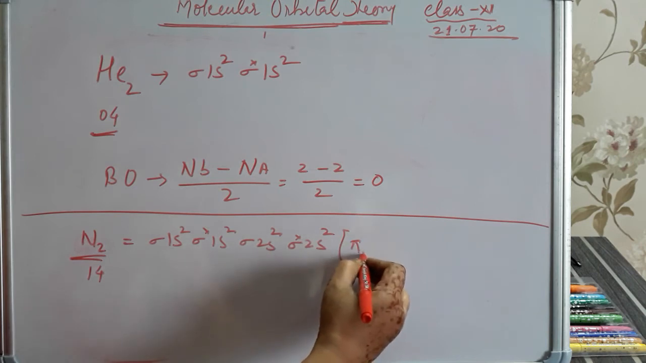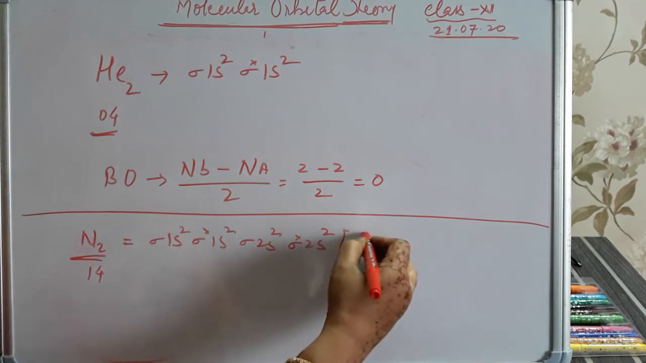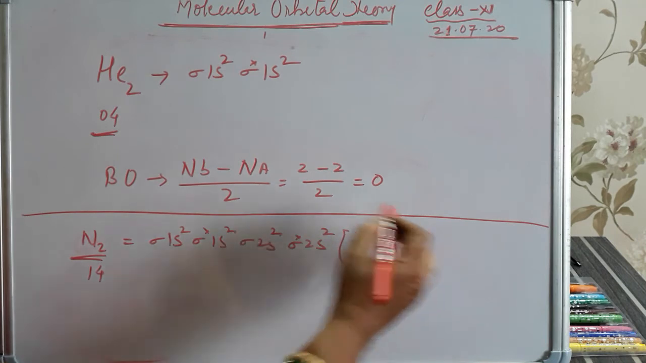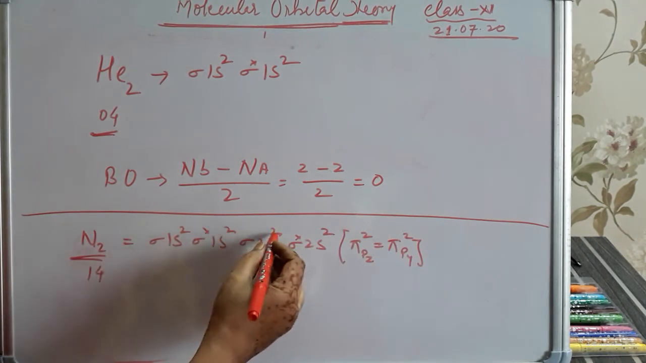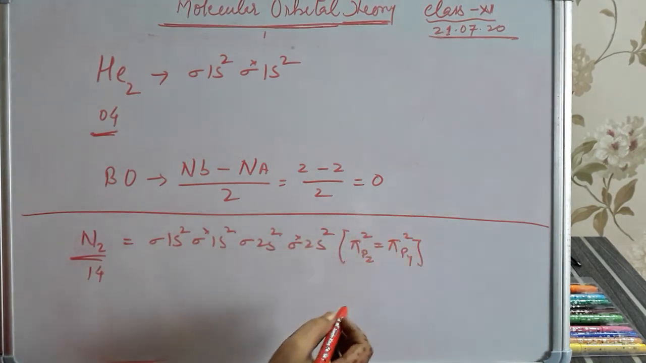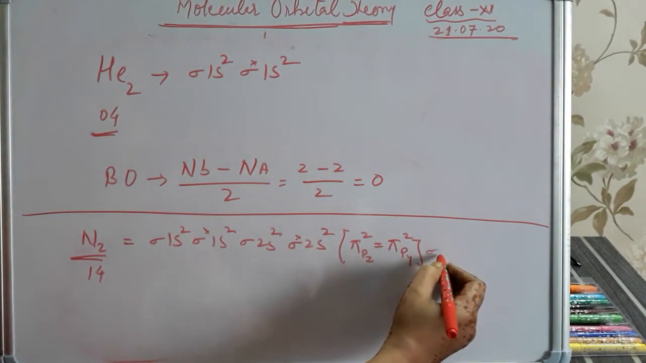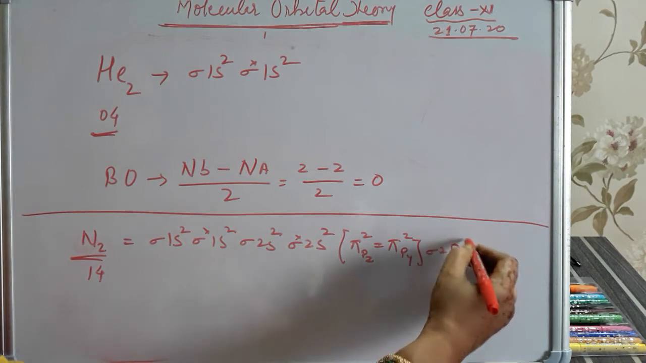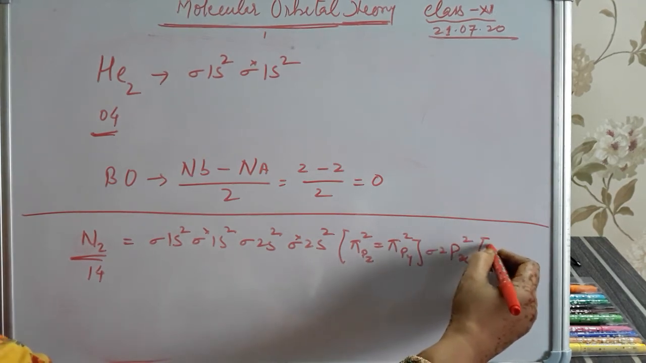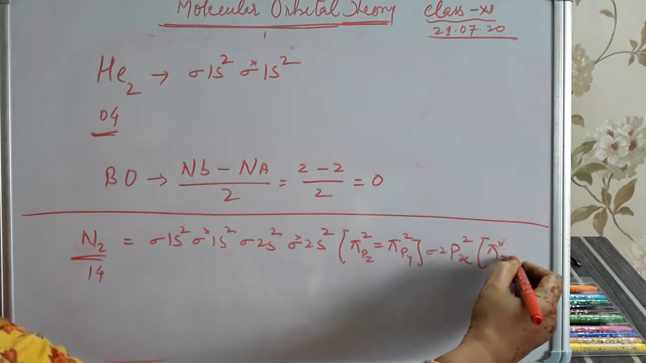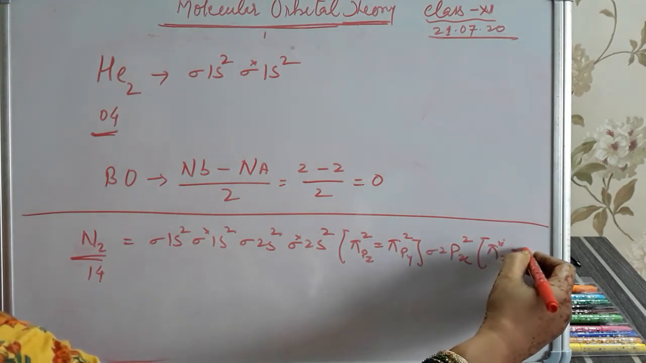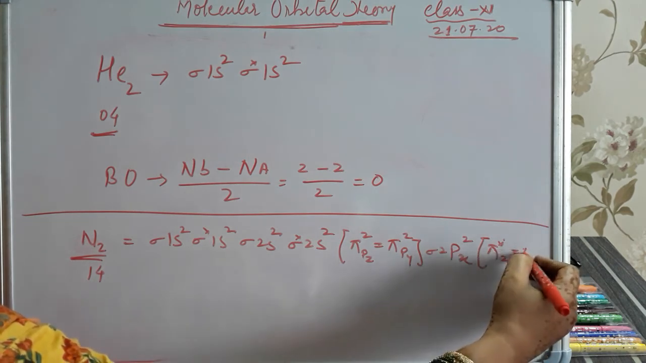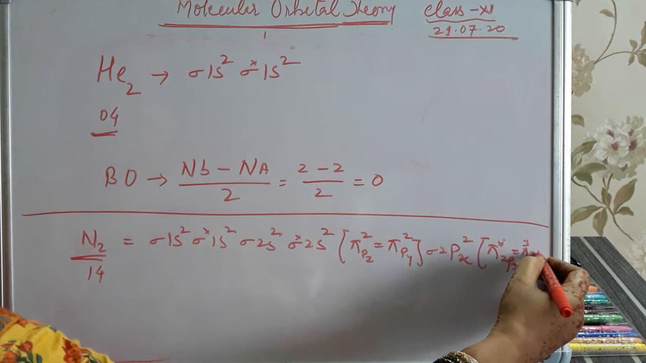Then after that pi z2, pi y2: 2, 4, 6, 8, 10, 12. Then after that sigma 2px2. Then after that pi anti-bonding 2pz and pi anti-bonding 2py.